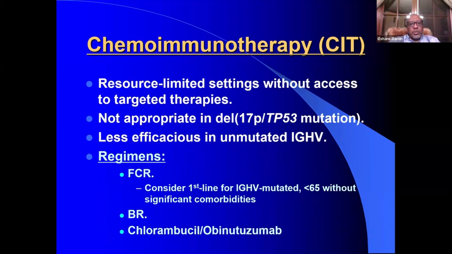So the FCR regimen is considered first line for patients with IGHV mutated disease, less than 65 years old, without significant comorbidities, because this chemotherapy is toxic. So these are the patients that you could treat. They have to be mutated, so the good ones. They don't have bad features. Other regimens are BR, which is bendamustine rituximab, or chlorambucil and Gazyva, or obinutuzumab.